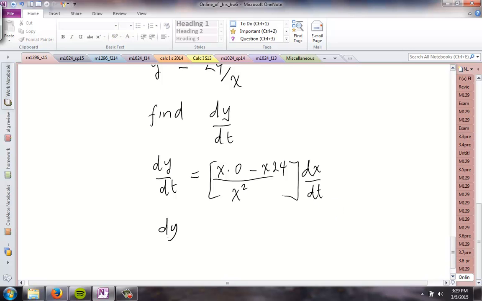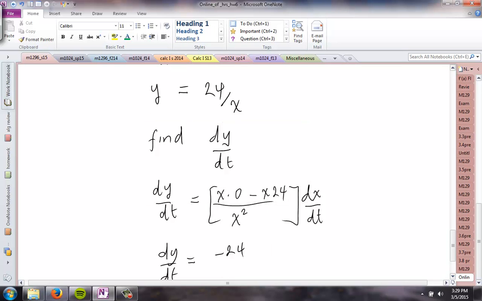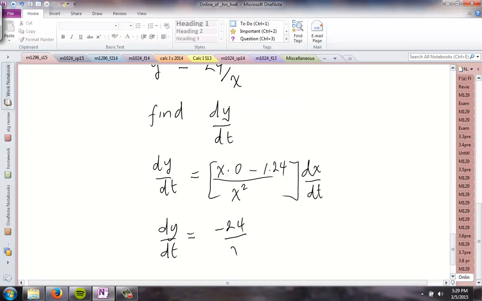So if you simplify that, you get, oh sorry, so this should be 1 times 24, because the derivative of x is 1, right? Alright. So you get negative 24 over x squared times dx/dt.